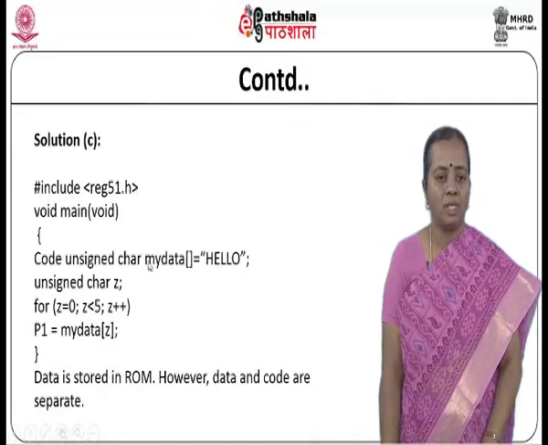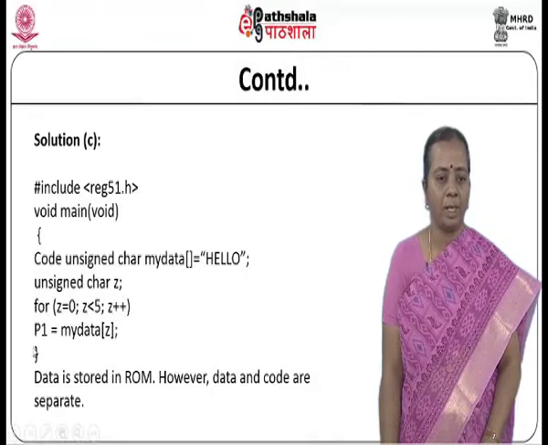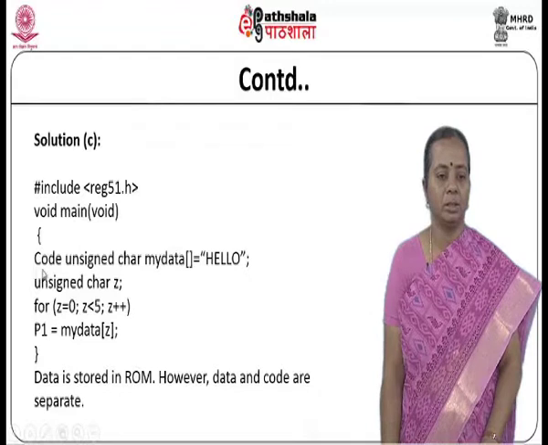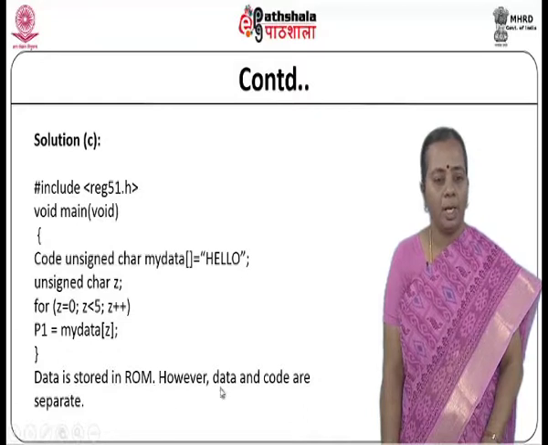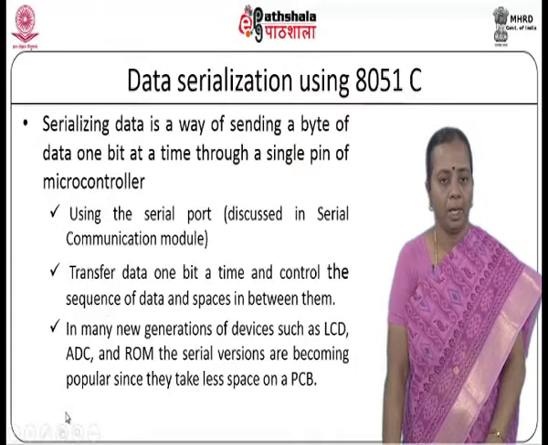So, code unsigned character my data hello, and I will be putting it in a loop, so that each and every time I read one character which is pushed towards P1. The only difference is this particular data is declared with the first word as code. Because of that the data is stored in read only memory, but anyway the code and data are separately stored in that particular area.